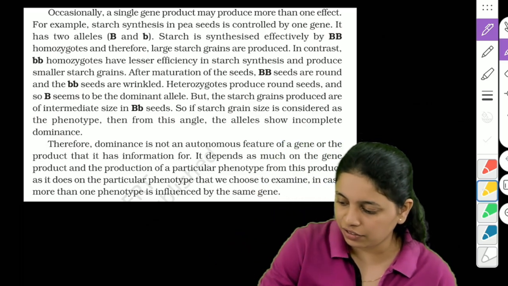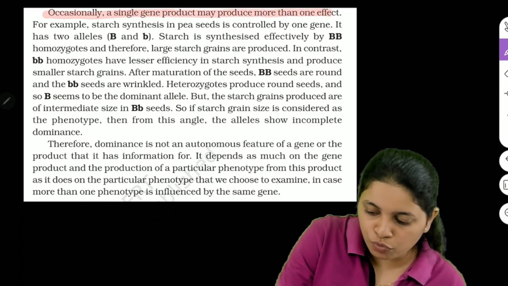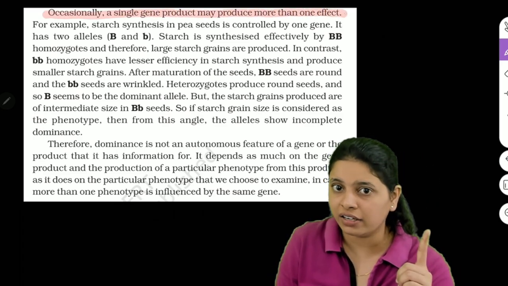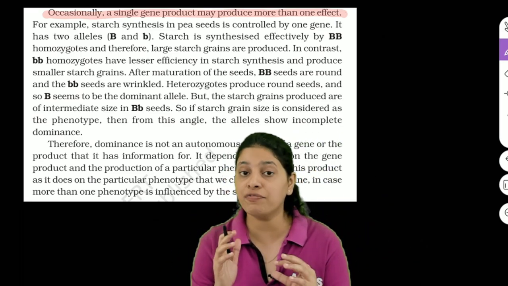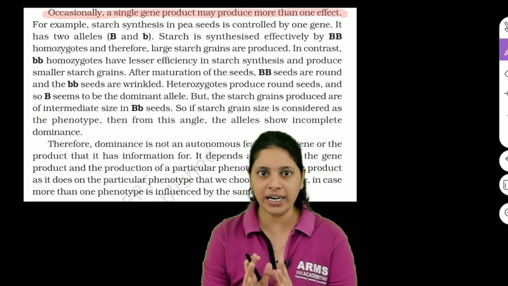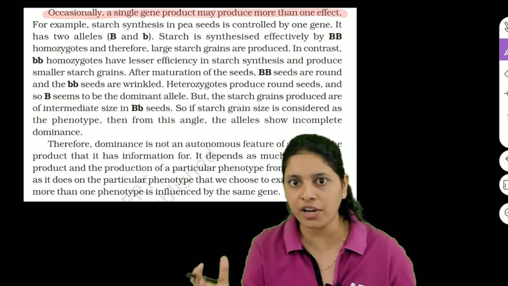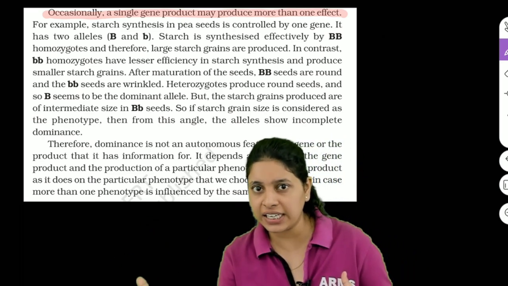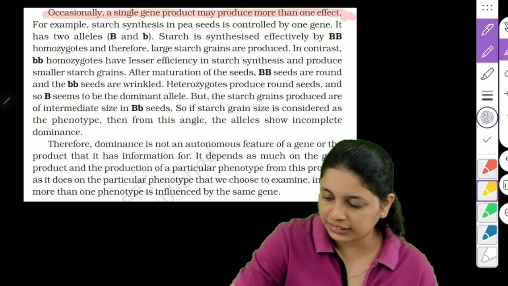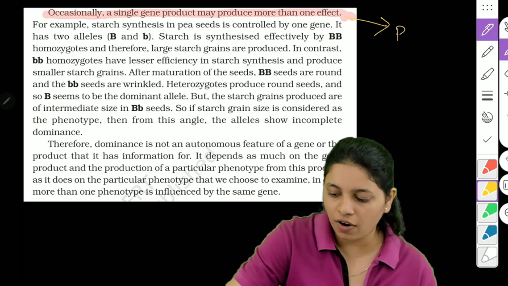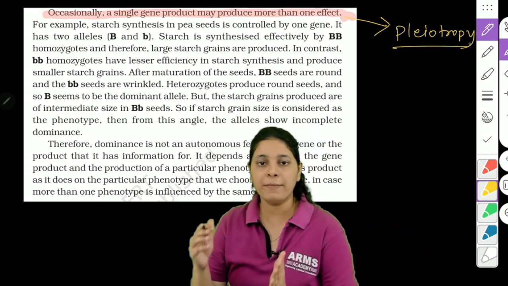This phenomenon, see the first line: occasionally a gene product may produce more than one effect. The gene is one only, it has two different forms. Capital B and small b are different alleles, but the gene is the same. So this same gene, its product, is producing more than one effect. It is controlling the seed shape as well as the starch grain size. This phenomenon is called pleiotropy. One gene controls many characters.